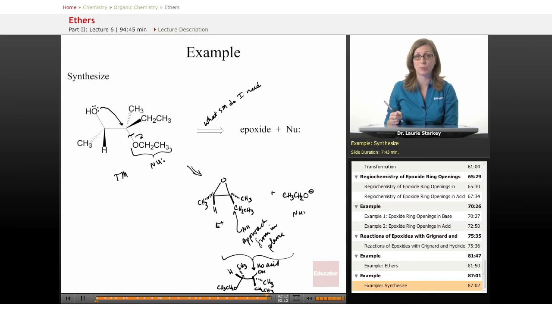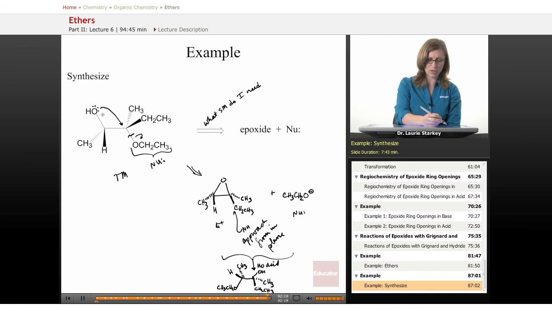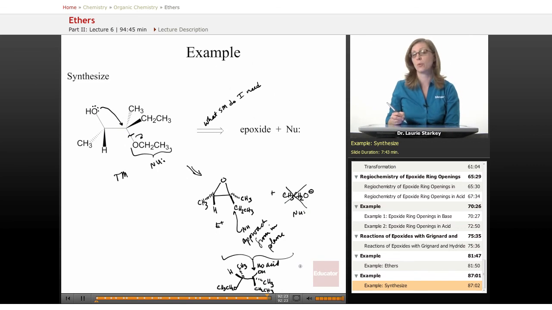Is that the product we want? No, that's the wrong regiochemistry. I don't want the OH on this tertiary carbon. I want the OH over here on the secondary carbon. Okay, so this is not going to work. This gives the wrong product. It gives the wrong regiochemistry.